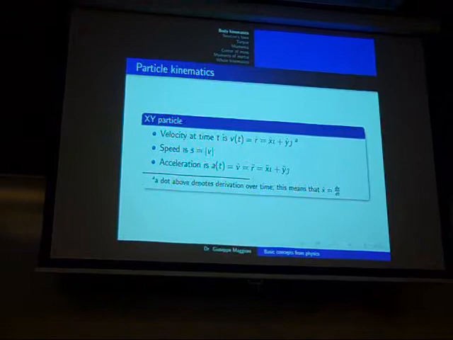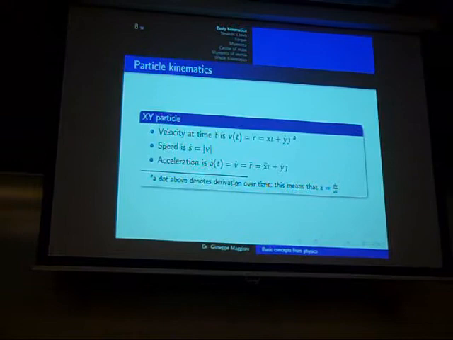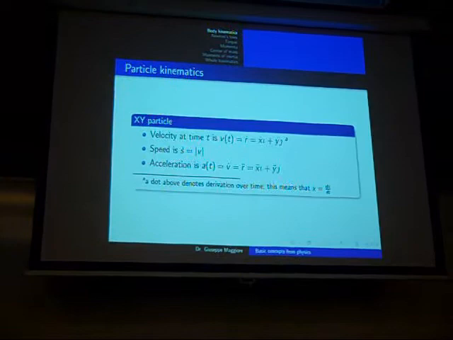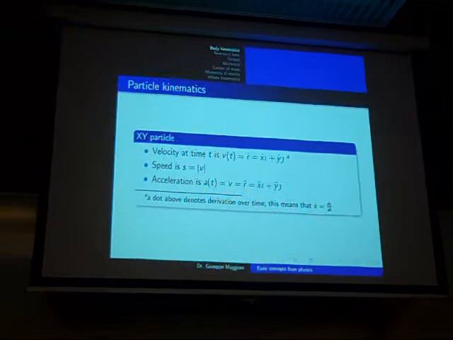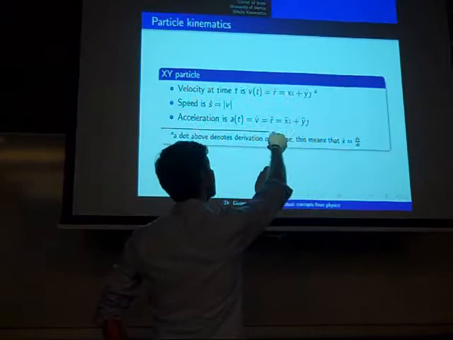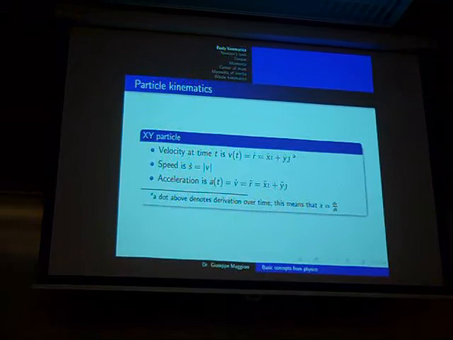Now, the position is going to be called r of t most of the time. The velocity is going to be called v of t, and it's going to be the derivative of the position with respect to time. Am I losing someone? Okay, good. The derivative is how much the position changes with respect to time, which is a very obvious way to describe the velocity. And of course, the x component of the velocity says how much the x position changes across time, whereas the y component of the velocity says how the y position changes across time.